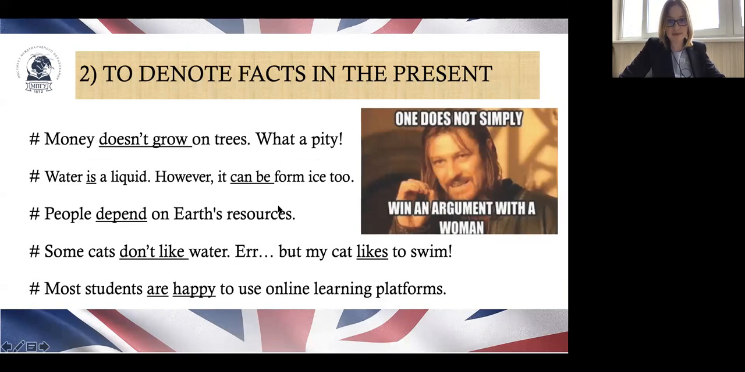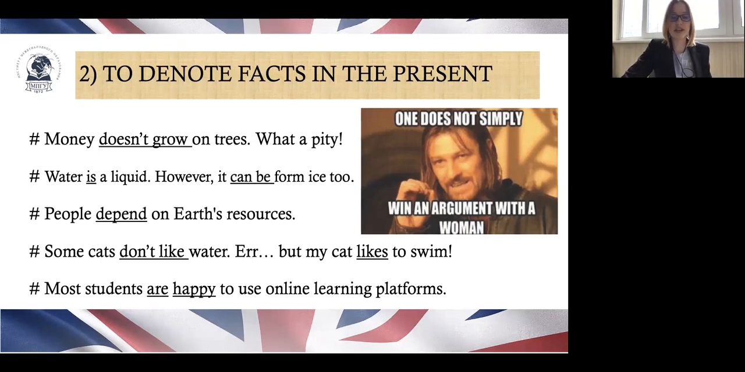The second meaning is connected with the fact. What is a fact? Again, it's a fact, but it can be a little bit controversial, so we can speak about it. Money doesn't grow on trees. Okay, what a pity. It's a fact. Then the second example demonstrates the following sentence. Water is a liquid. However, it can be in the form of ice. So it means that water can be a liquid and water can be ice too at one and the same time. So in this case, we speak about the fact. A fact can be a little bit controversial.